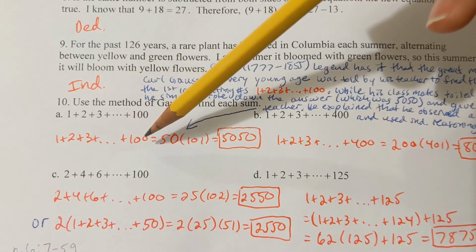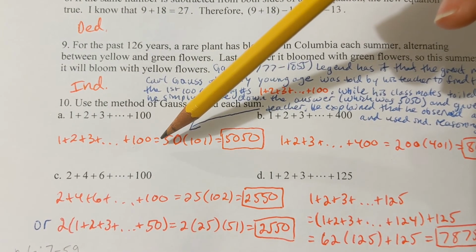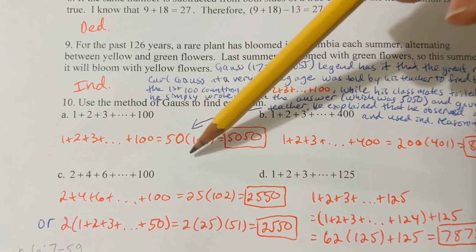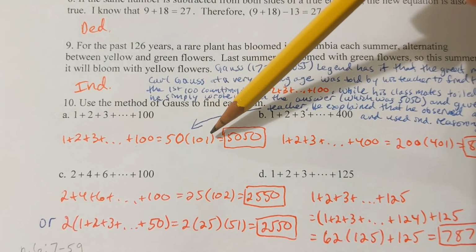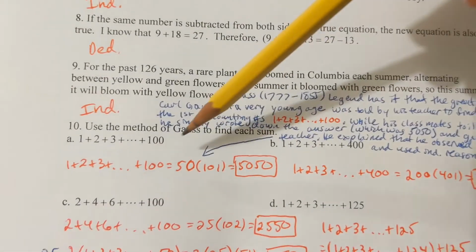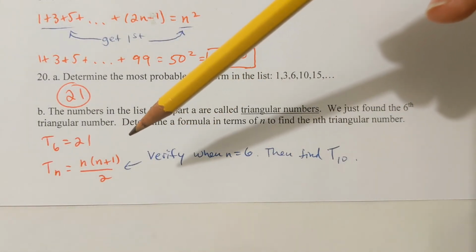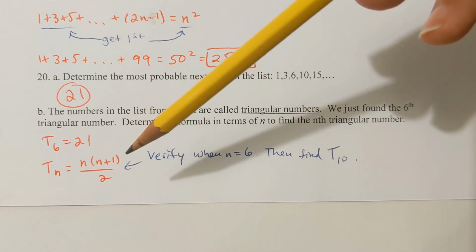Okay, so what if I were to add the first 100 counting numbers? Well, n is 100 times n plus 1, that's 101, divided by 2. 100 divided by 2 is 50. So it's going to be faster to multiply directly. 50 times 101 gives me 5,050. Okay, so this formula is not a new formula, is what I'm getting at. Capital T sub n is equal to n times n plus 1 divided by 2.